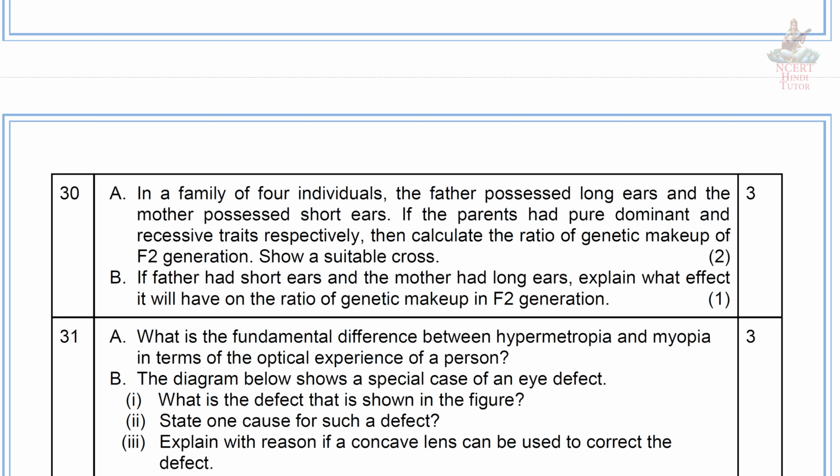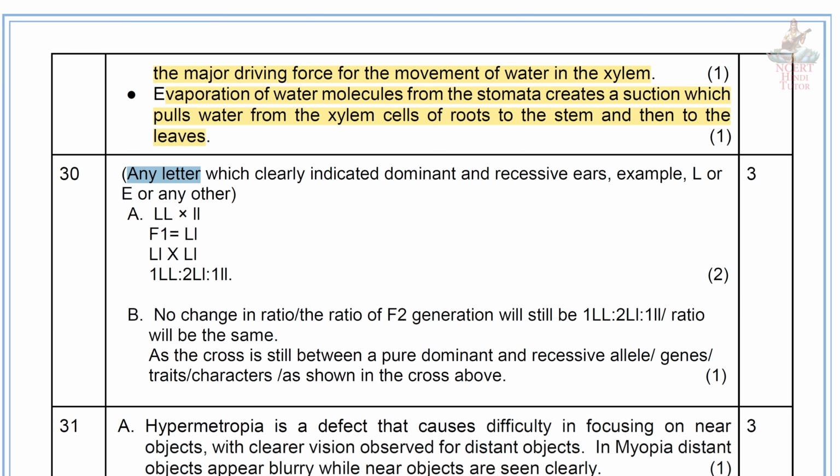Question 30a. In a family of 4 individuals, the father possessed long ears and the mother possessed short ears. If the parents had pure dominant and recessive traits respectively, then calculate the ratio of genetic makeup of F2 generation. Show a suitable cross. Answer: any letter which clearly indicates dominant and recessive ears, for example L or E or any other. So friends, this is the suitable cross and the ratio is this.